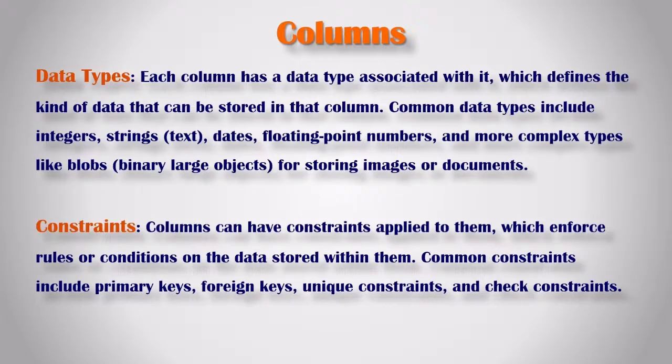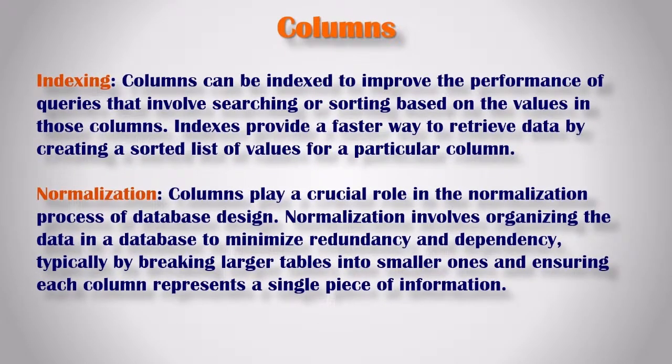Constraints. Columns can have constraints applied to them, which enforce rules or conditions on the data stored within them. Common constraints include primary keys, foreign keys, unique constraints, and check constraints. Indexing. Columns can be indexed to improve the performance of queries that involve searching or sorting based on the values in those columns. Indexes provide a faster way to retrieve data by creating a sorted list of values for a particular column.